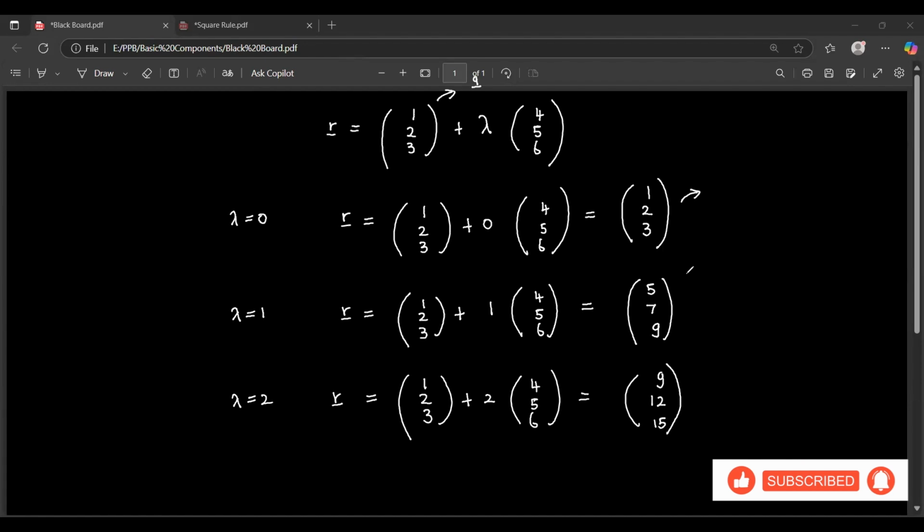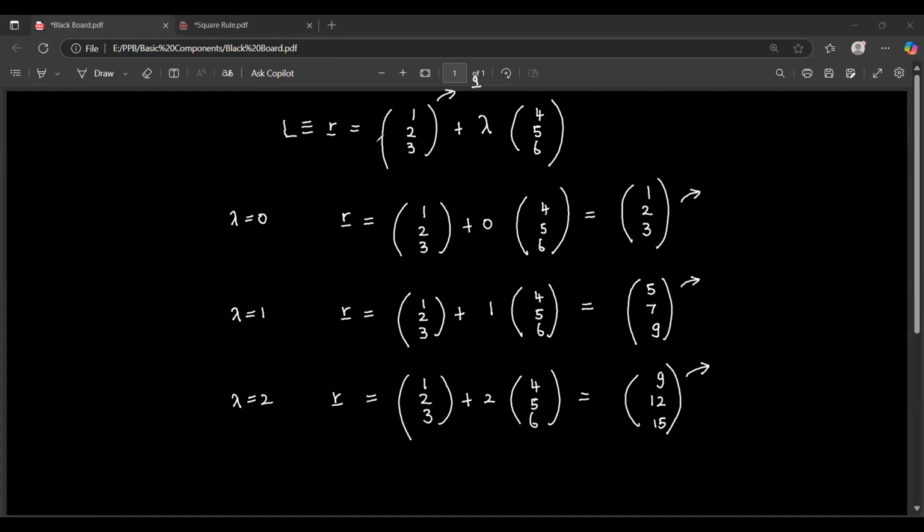So these are different points on the given line, r equals (1, 2, 3) plus lambda (4, 5, 6). Let's say this is the line L. Okay, L has these 3 points. This point can be written as a position vector, obviously. Let's say this is point A.